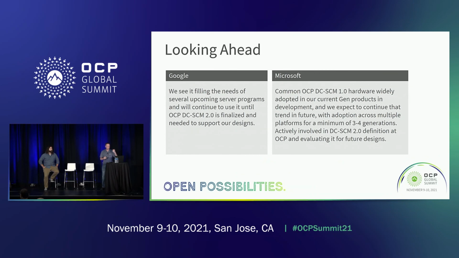Looking ahead, we mentioned DC-SCM 2.0 is in work with the OCP community. We hope that spurs even larger adoption in a couple of generations from now. DC-SCM 1.0 is going. Microsoft is going to make good use of that for up to 3 to 4 generations of our servers. That's being built into upwards of 12 plus building blocks today.